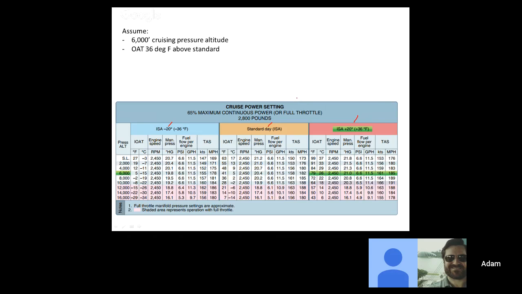And because of that, you have to get very good at interpolating data. Because what if it's positive 14 degrees above standard? Well, it's not standard and it's not 20, so it's somewhere in between, right? So if an examiner asks you, what's your fuel flow going to be? I guess that might be a bad example because it looks like it's the same. But if he asks you, what's your true airspeed going to be at plus 14 Celsius, 6,000 feet? Well, it's going to be somewhere between 158 and 161, and then you're going to have to calculate it.